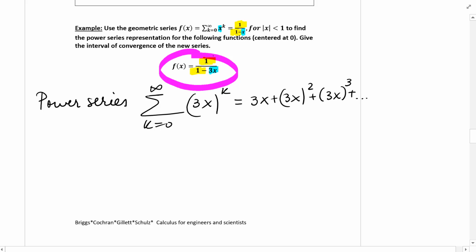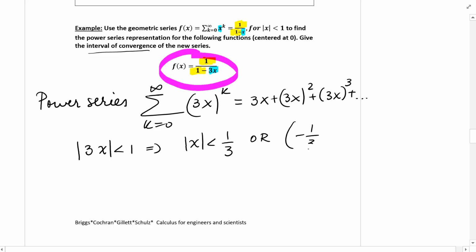Now, what is the interval of convergence? Well, if for the initial one it was the absolute value of x less than 1, in this case it's going to be the absolute value of 3x less than 1, which is the absolute value of x less than 1/3, or the interval of convergence is -1/3 to 1/3.